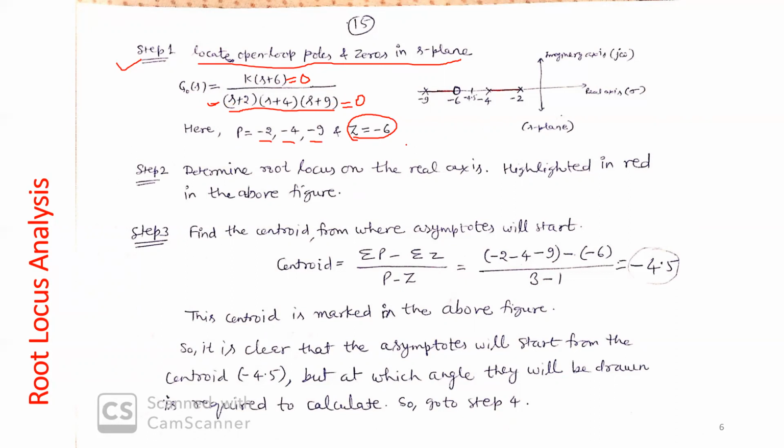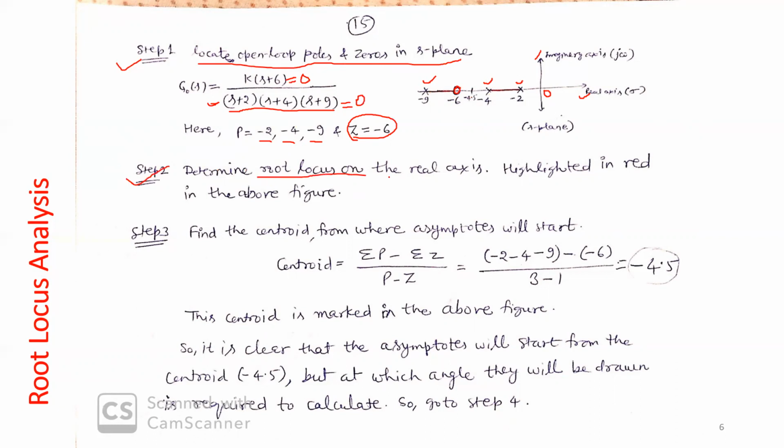You locate these poles and zeros in the S-plane. Okay. So this is your real axis. This is the vertical imaginary axis. This is 0. So the first one is -6. Since it is a zero, we put a circle here at -6. Then -2, -4, -9 are poles, so we mark -2 by a cross sign, -4 by a cross sign, -9 by a cross sign, which represent the open loop poles. The first step is completed. Come to the second step.